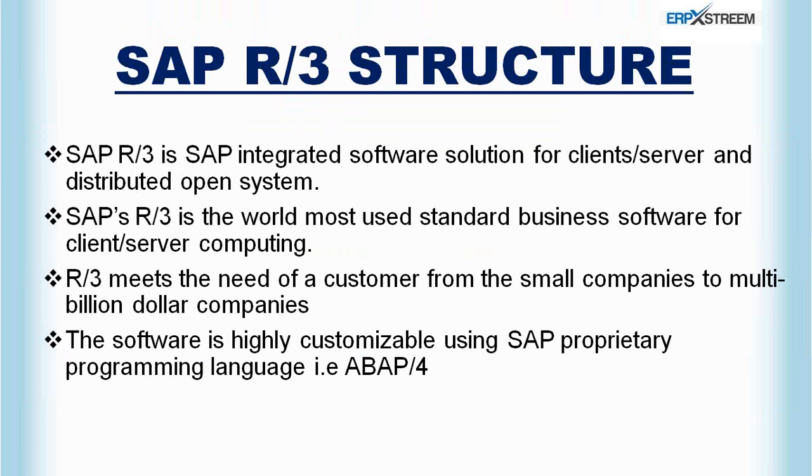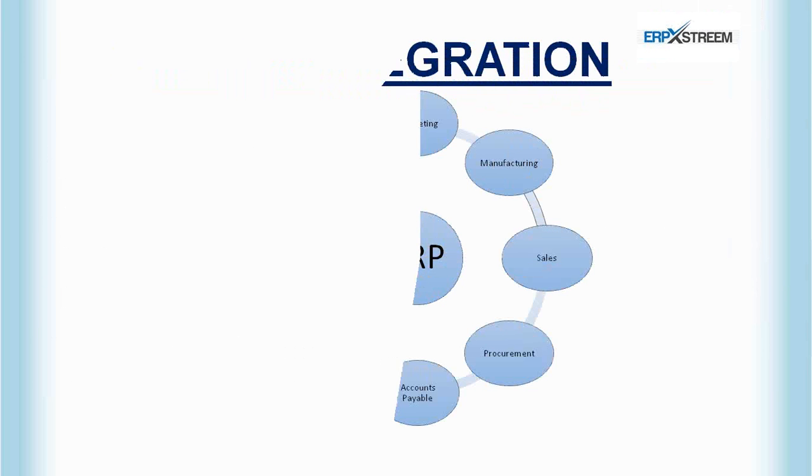SAP R3 is an integrated software solution for client, server and distributed open system. Open system means you can access the server from any corner of the world, no restrictions. It is not that you are only in India, so you have to work from India. No, it is open to all corners of the world. And this is the world's most used standard business software for client server computing. R3 meets the need of customers from small companies to multi-billion-dollar companies. So everybody is using SAP because of its functionality and its support system.